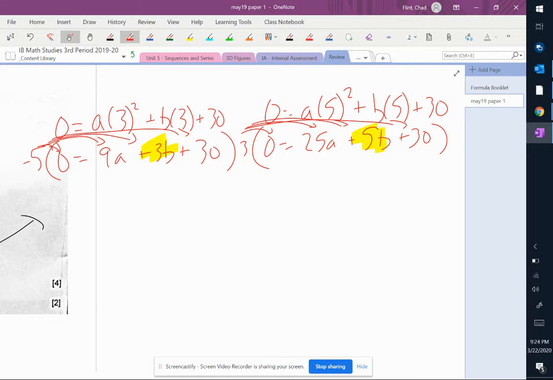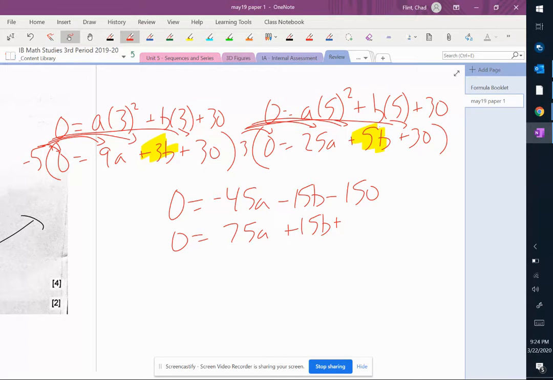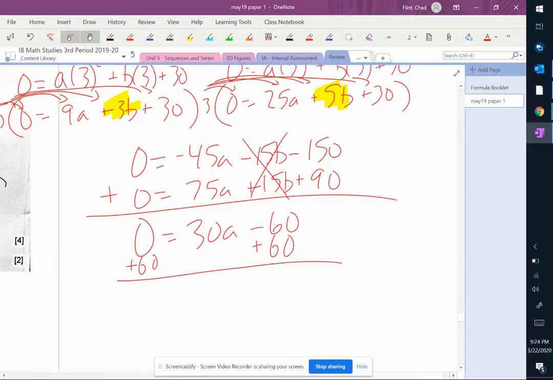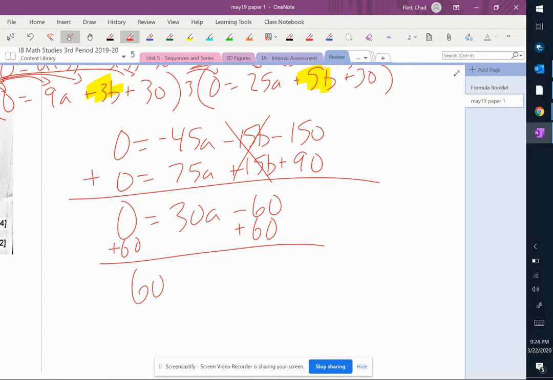So I'm going to put them one under the other. So I'm going to get 0 equals -45a minus 15b minus 150. And then I'm going to get 0 equals 75a plus 15b plus 90. I'm going to add those together. The b's will drop. So it'll be 0 equals 30a minus 60. And then just solve this for a here. So it'll be 60 equals 30a.